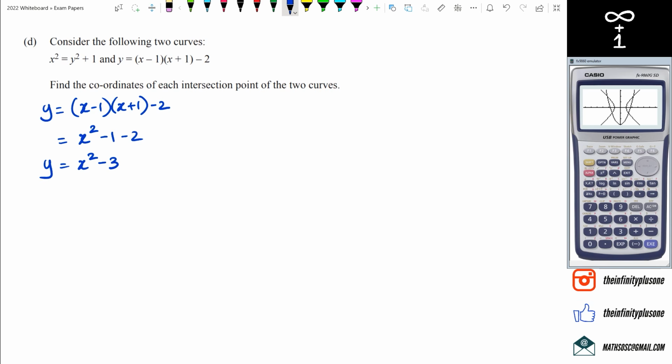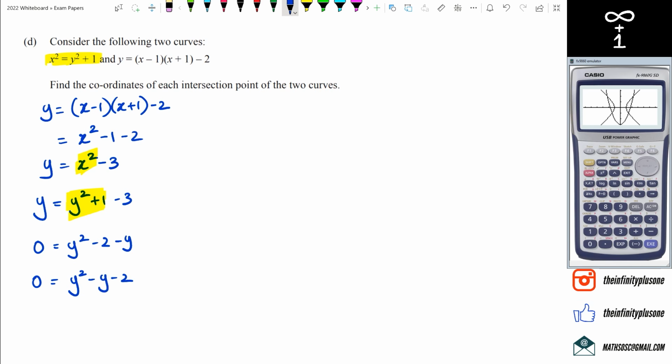Now the next part I can do is substitute. You can kind of do it either way. Because I've got y equals x squared minus 3, and because I've got x squared is equal to y squared plus 1, I'm going to get rid of this x squared. So I'm going to rewrite this as y is equal to y squared plus 1 minus 3. And if you think about it, this is what x squared is equal to. So now I'm going to put the left-hand side to 0. So I've got 0 is equal to y squared minus y minus 2.